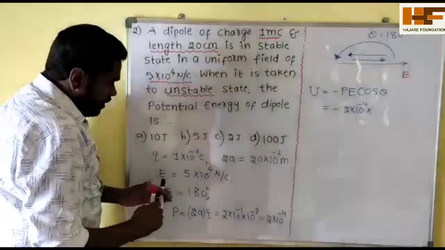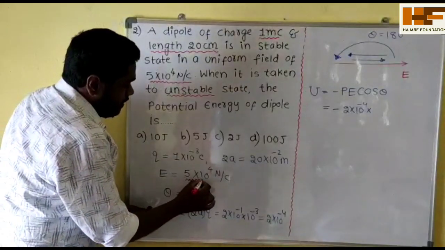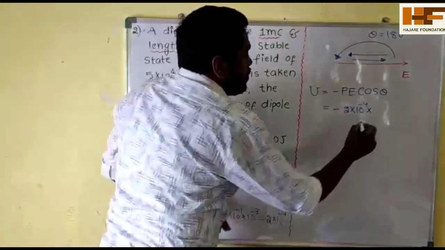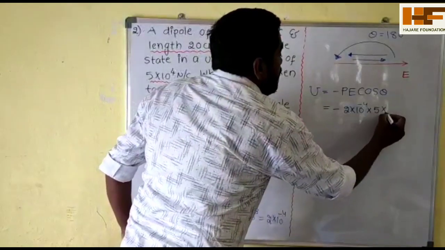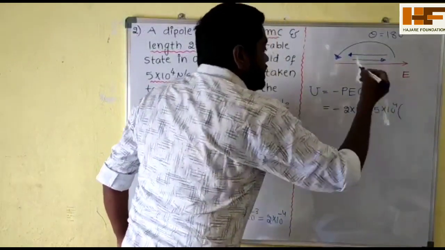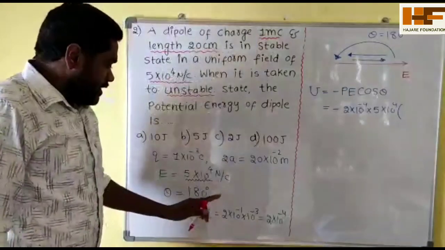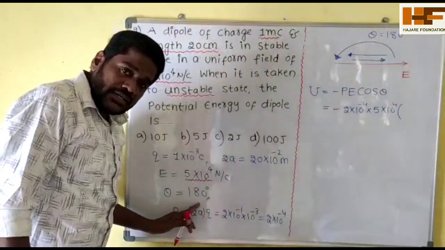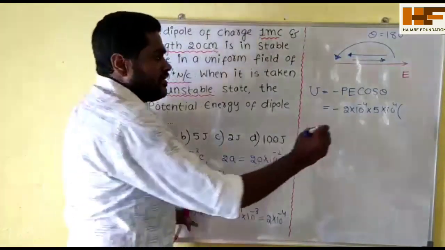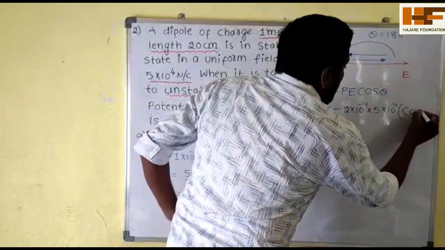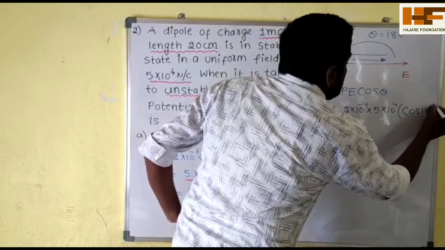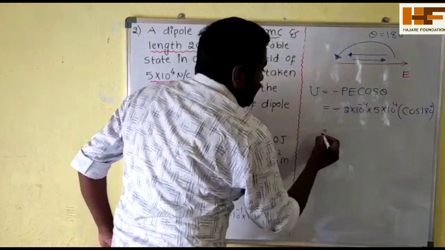E value is 5 into 10 power 4. Therefore you substitute 5 into 10 power 4. Last, cos theta. What theta value did we confirm? Unstable state means 180. Therefore now you can substitute cos of 180. Now if you simplify, you will get the answer.